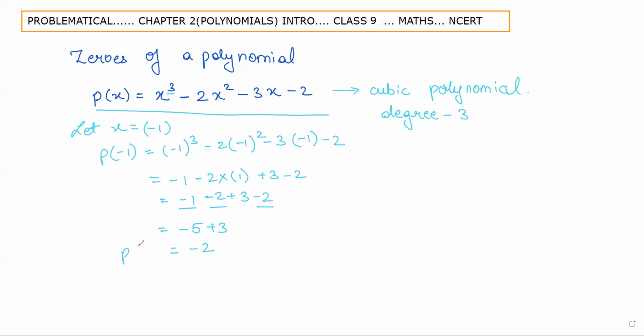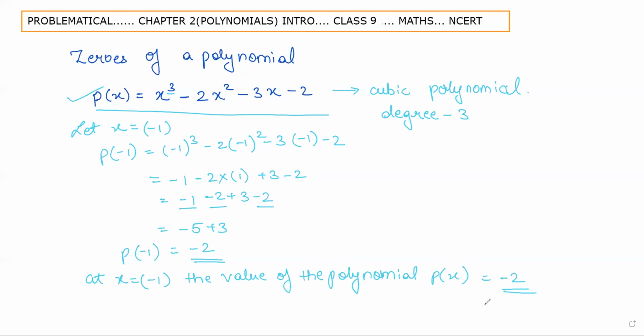So when you placed x equal to minus 1 in your given polynomial p of x, you got the value of minus 2. This minus 2 is said to be the value of the polynomial at a particular value of x. So at x equal to minus 1, the value of the polynomial p of x is equal to minus 2. This is the value that you got.